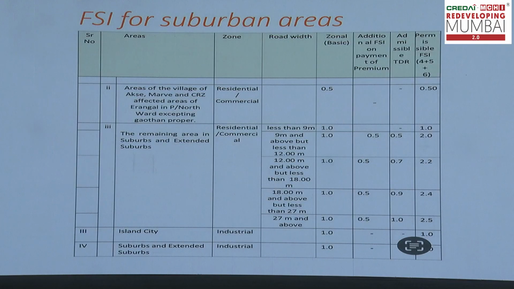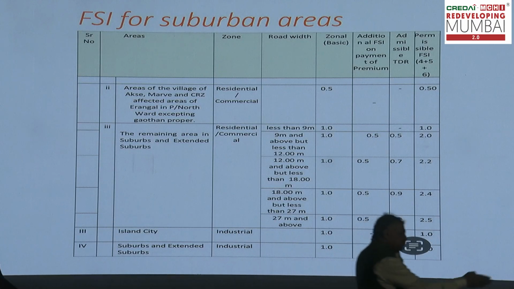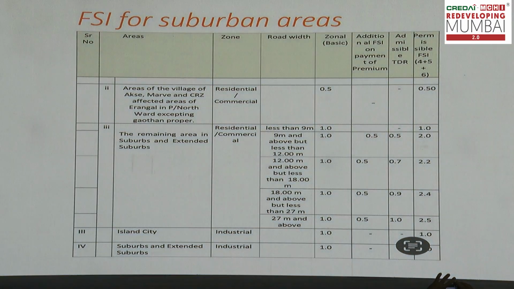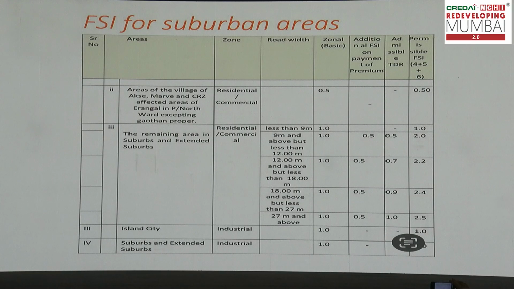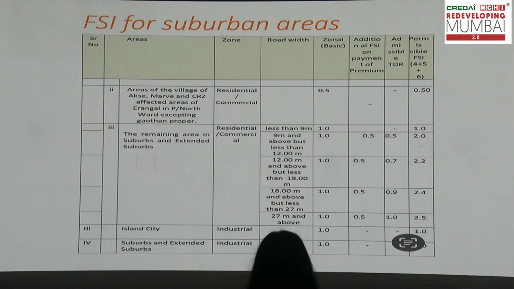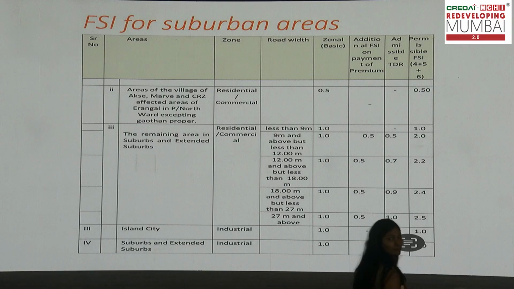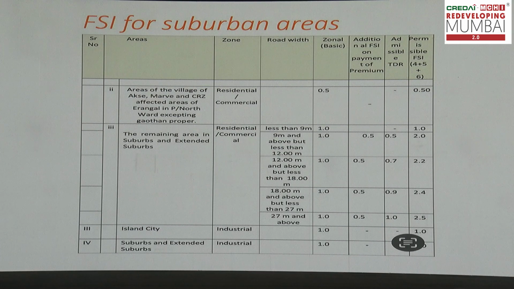Now, this is in the suburb. In the suburb, the zonal permissible FSI is 1, and thereafter, depending upon the road width, the FSI goes up to 2.5. In any redevelopment or development project, while working out feasibility, among the many factors we have to take into account is the FSI permissible on the particular plot, which depends upon the road width accessible to the plot. The zonal permissible FSI is available free of cost.